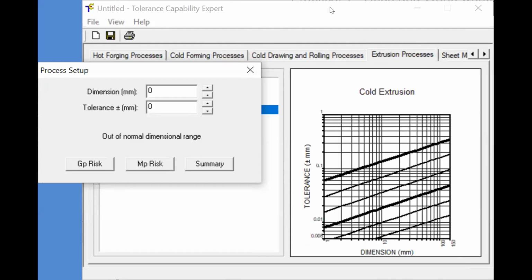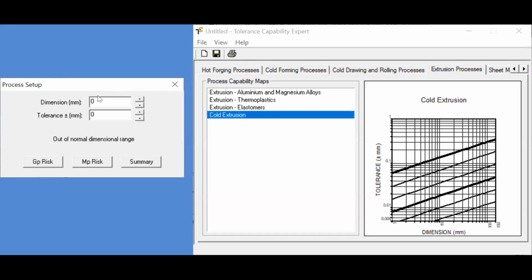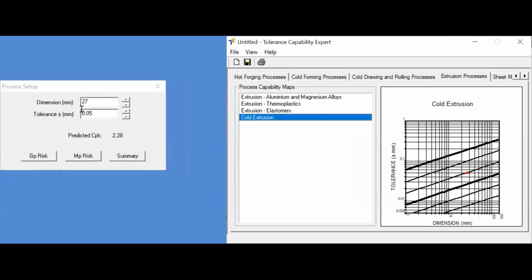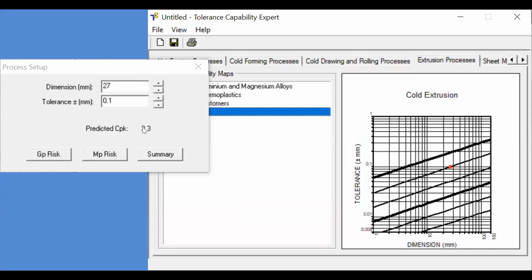The dimension of component A that we proposed earlier is 27 plus minus 0.05. Is it 0.05? Let me confirm again. Oh no, 0.1. You refer back to the slide. So if 27 plus minus 0.1, then the predicted CPK is 3.3. Okay, it's 3.3.